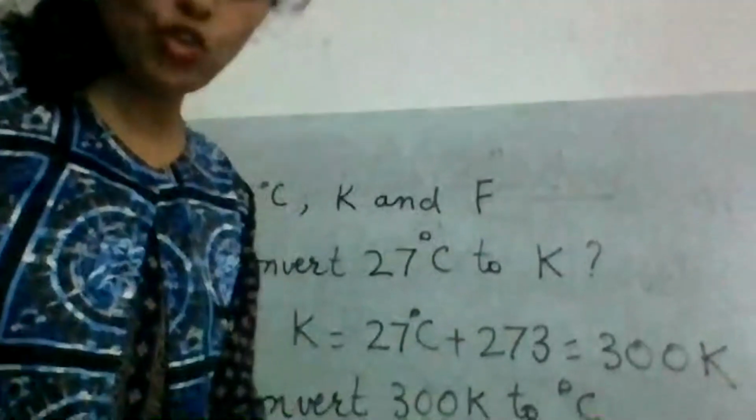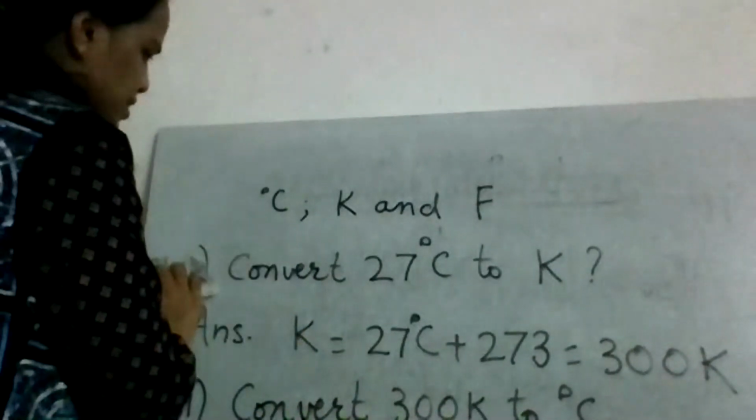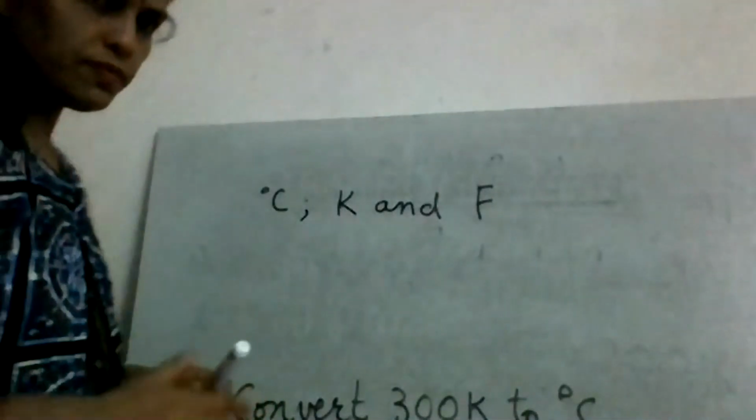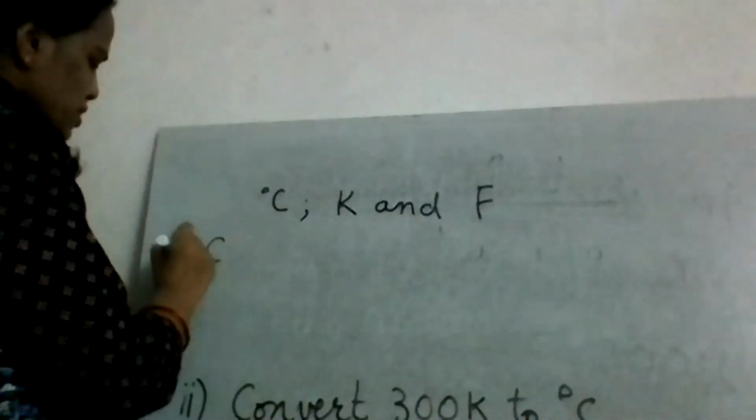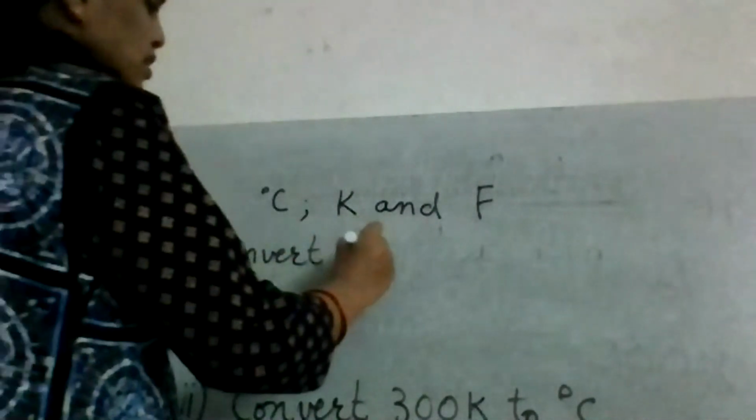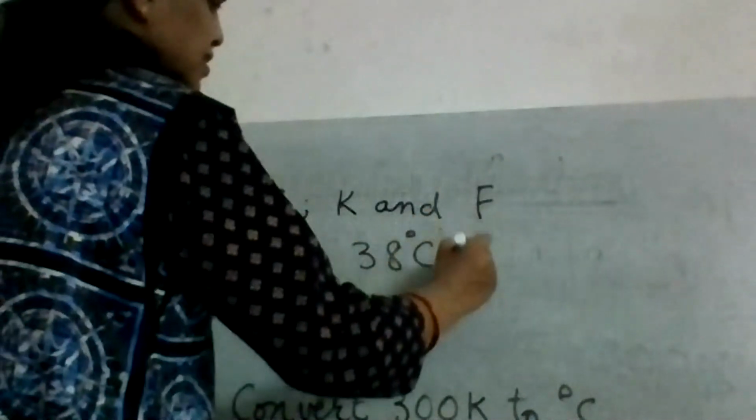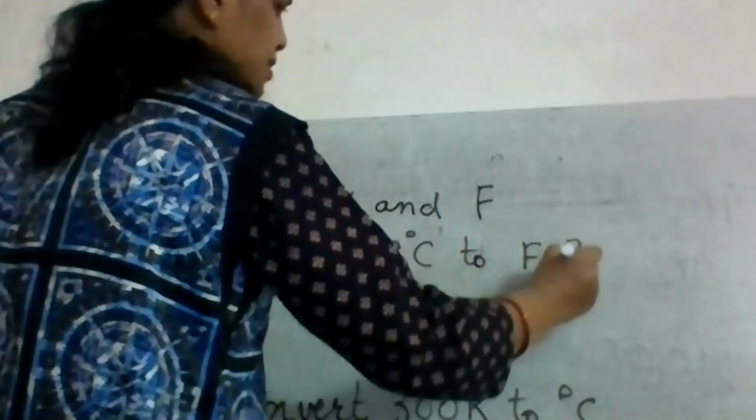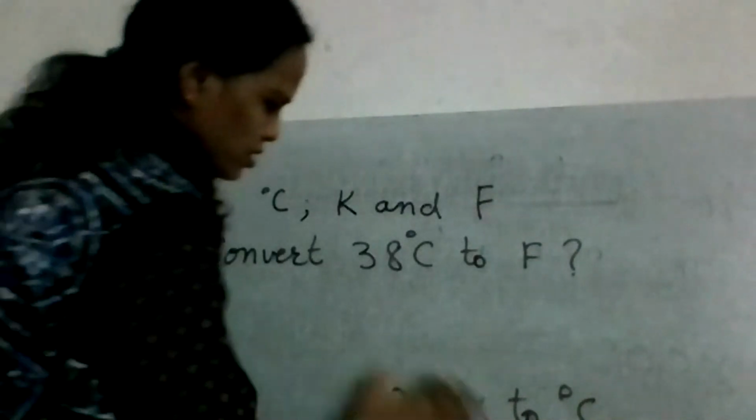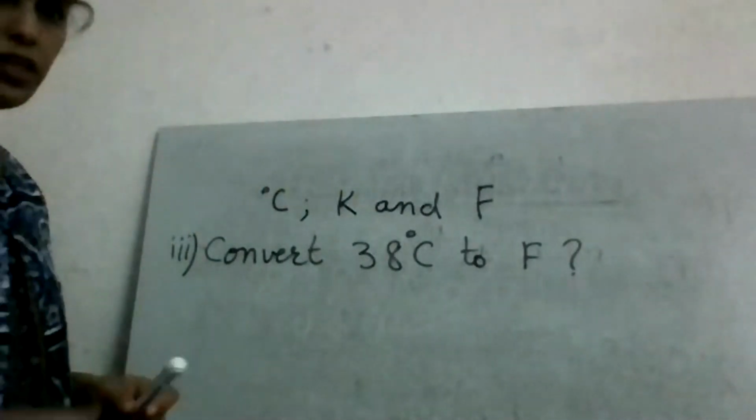The third one is conversion of degree Celsius to Fahrenheit. Third question it is: convert 38 degrees Celsius to Fahrenheit. That is the question. I am giving you the relation, and I hope you will do it. You can do the conversion on your own. I am giving only the formula for conversion.